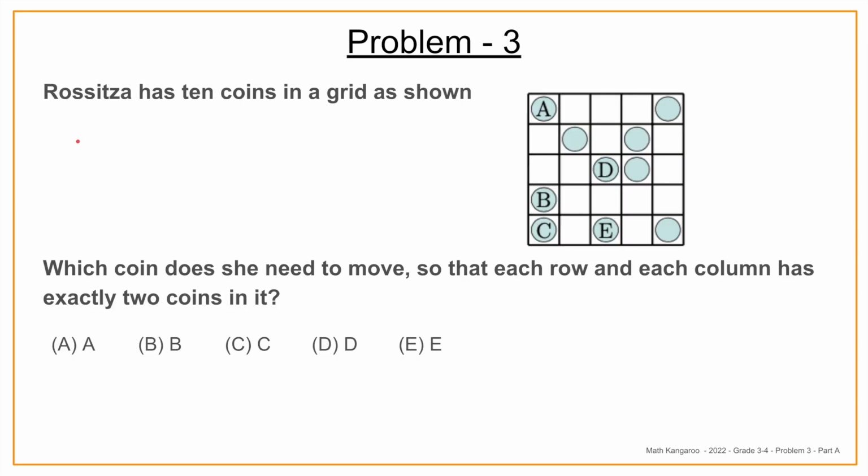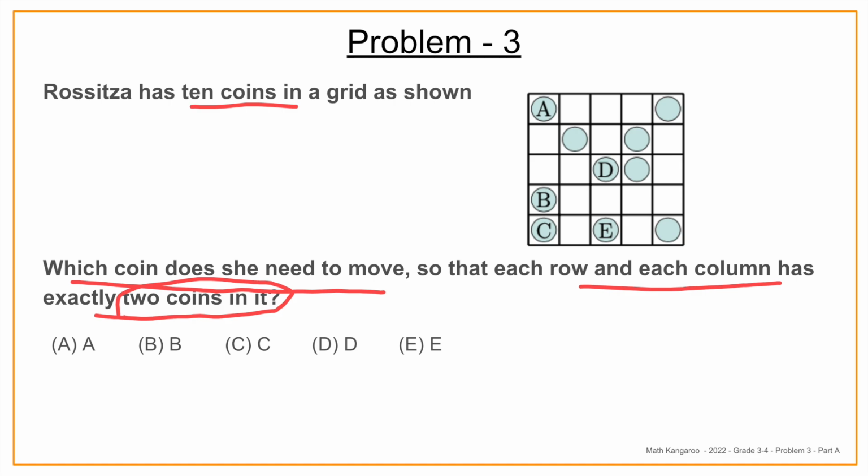Problem 3. Rositza has 10 coins in a grid as shown. Which coin does she need to move so that each row and each column, very important, each row and each column has exactly 2 coins in it? Let's figure out how to arrange the coins to meet the conditions.